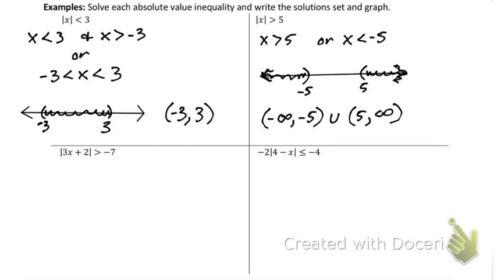Our next one's weird. Why is it weird? Yeah, Priya. It's a negative number. Can an absolute value ever equal a negative number? No. But it can be greater than that. But it can be greater than.